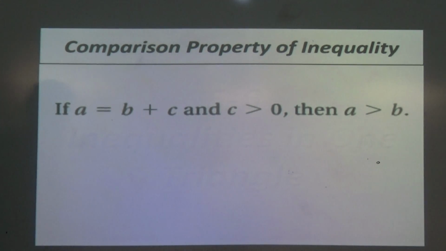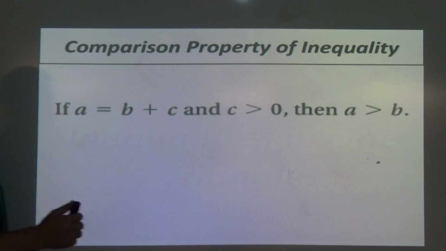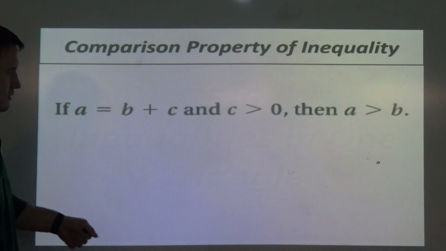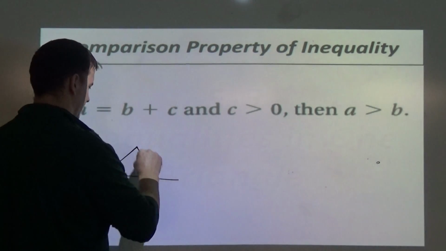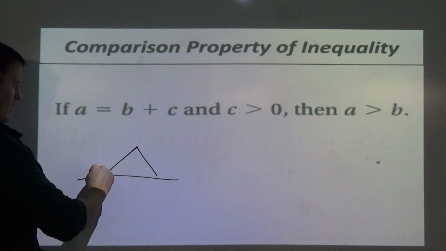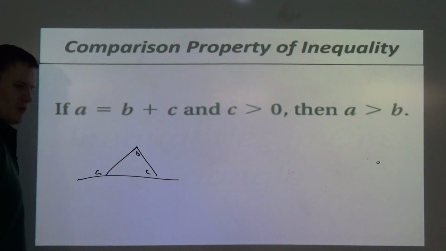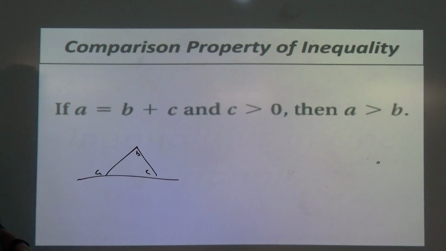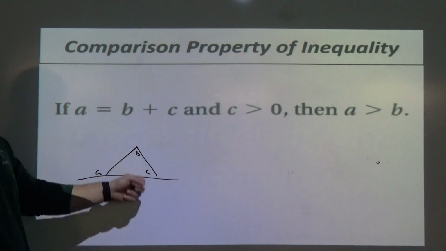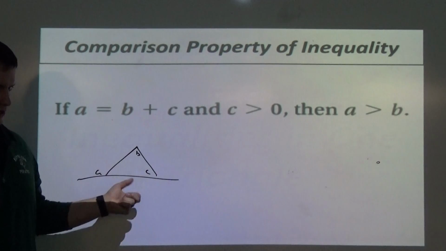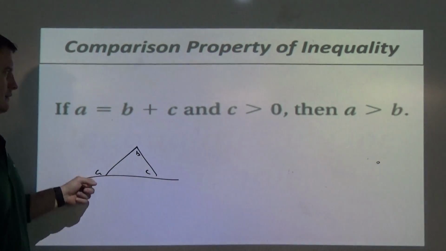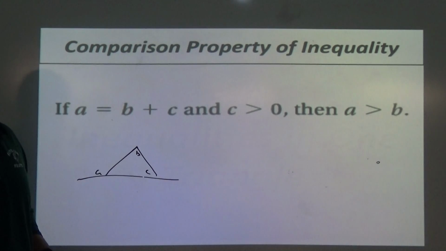If A is equal to B plus C and C is greater than 0, well then A should be greater than B. That should make sense, okay? And this is in relation to a triangle, primarily this one where we had A, this was B, and C is part of the exterior angle theorem. If angle A is equal to B plus C, and C is an angle, so it's bigger than 0, then A is bigger than B. That's how we're going to use it for today, for the most part.